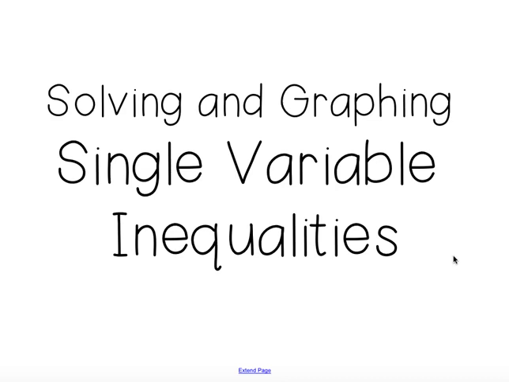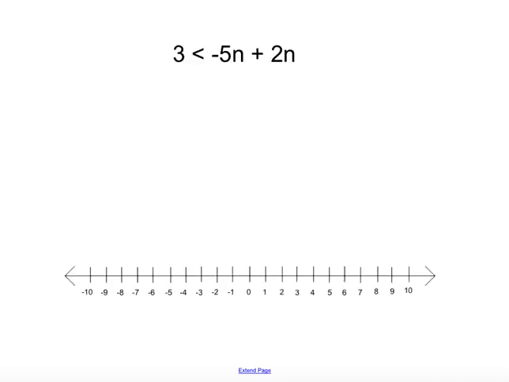This video is about solving and graphing single variable inequalities. Okay, so looking at the inequality that we have up here, 3 is less than negative 5n plus 2n. This is just like solving an equation. So for right now, I'm going to ignore the inequality symbol, and I'm going to draw a line just like I would for solving an equation.